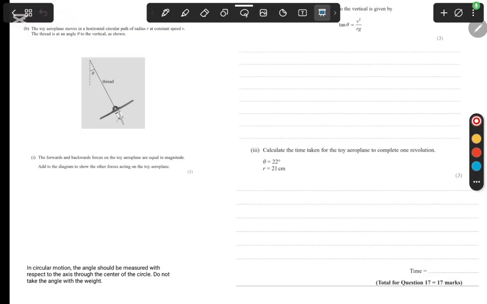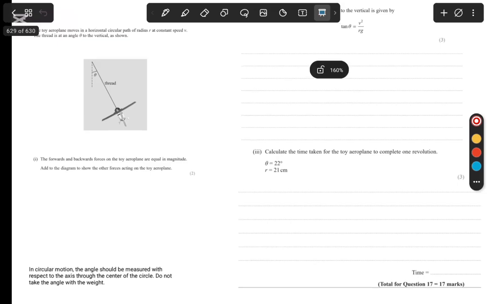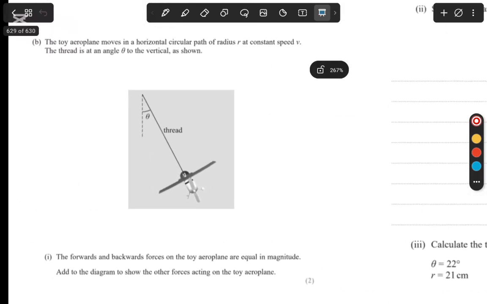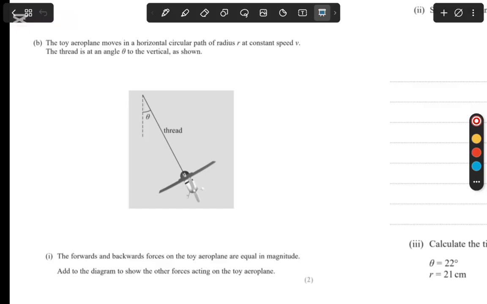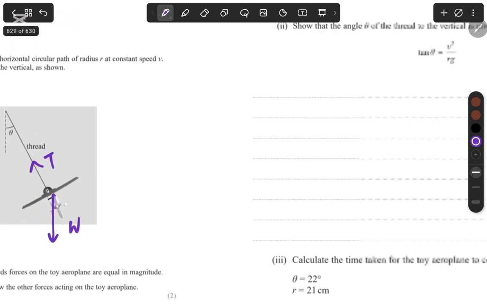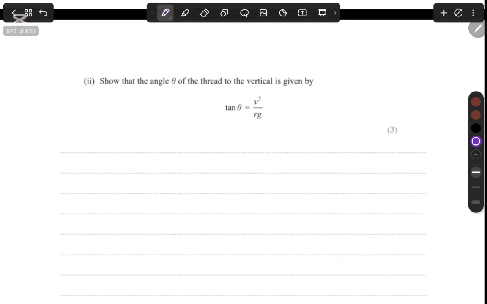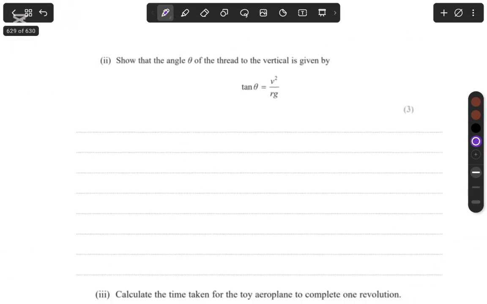Now let's talk about one more example here where we've got the object moving again and they tell us to derive some stuff. So we've got this plane that's moving at an angle theta. We've got the thread, and it tells us that the forward and backward forces on the toy are equal in magnitude. Add a diagram to show the other forces acting on the toy aeroplane. So it's going to be the weight, and then we're going to have the tension here. And then it says show that the angle theta of the thread to the vertical is given by this.